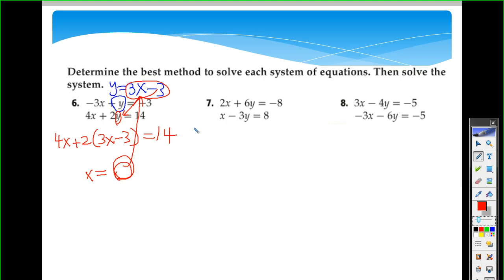For number 7, I see here this x is by itself, so I'll say x equals 3y plus 8. So again, I will use substitution. Instead of x here, I would put 3y plus 8 instead of the x. You distribute the property again.